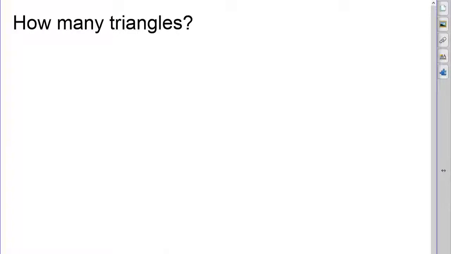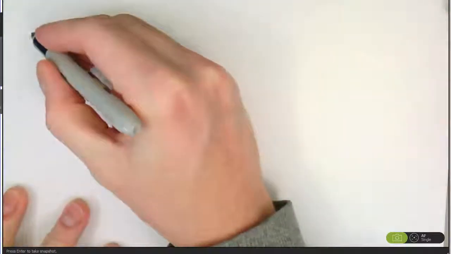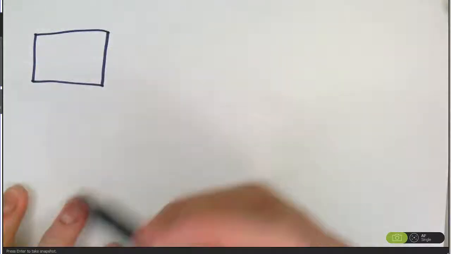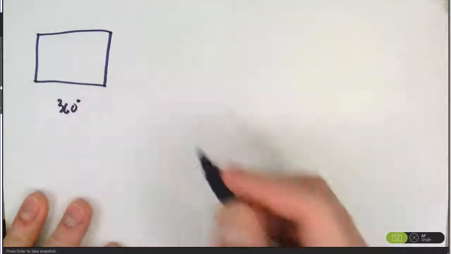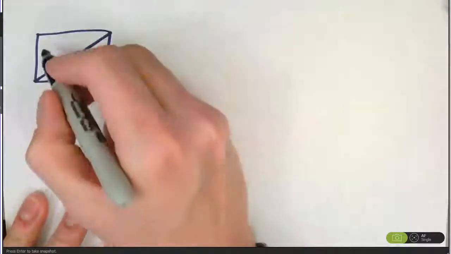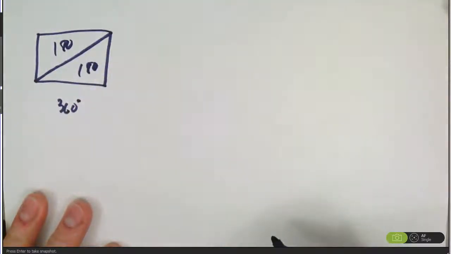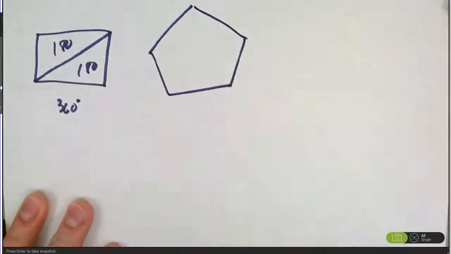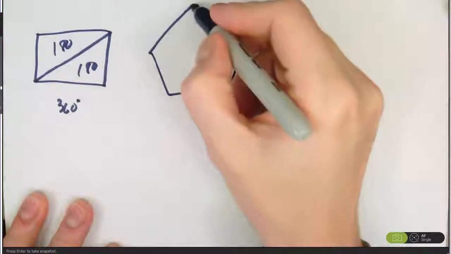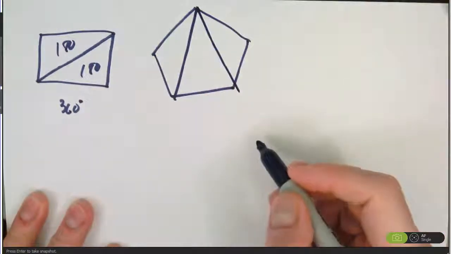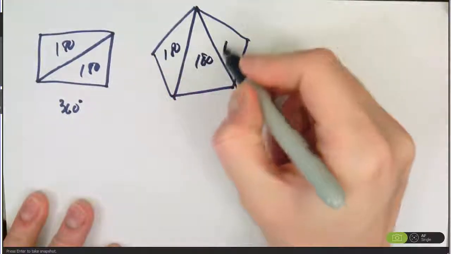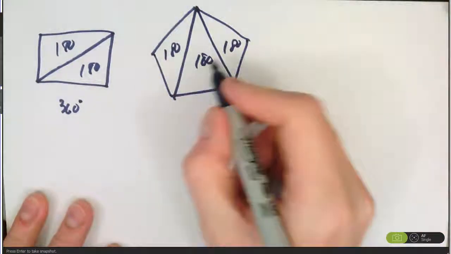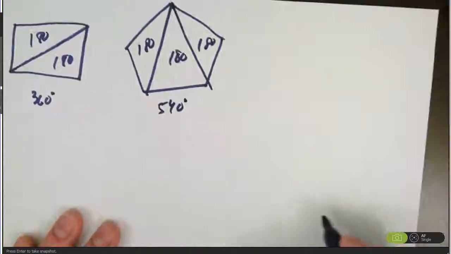So here we go. First question: how many triangles? Here's the first key to what we're working with in the beginning of chapter 6, section 6.1. If I take any four-sided figure, we've already talked about this, we know it has 360 degrees. The reason is, if I draw one diagonal, this triangle's 180, this triangle's 180. Now, if I take a five-sided figure, I can draw a diagonal to here, another diagonal here, and now I get 180, 180, 180. So 180 plus 180 plus 180 is 540 degrees.